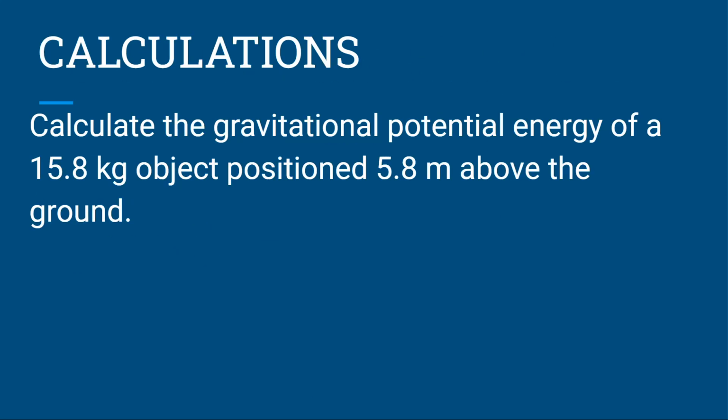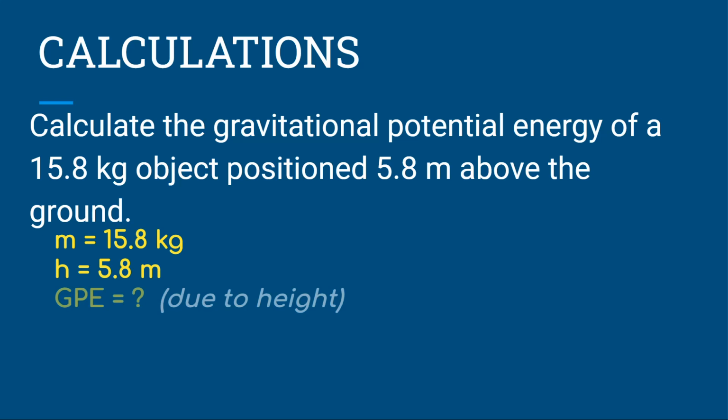All right, let's do an example calculation for gravitational potential energy. It says, calculate the gravitational potential energy of a 15.8 kilogram object positioned 5.8 meters above the ground. Again, we know the mass, we know the height. We're looking for gravitational potential energy. They're not going to tell us little g. We already know that too, though. It's going to be 9.8.